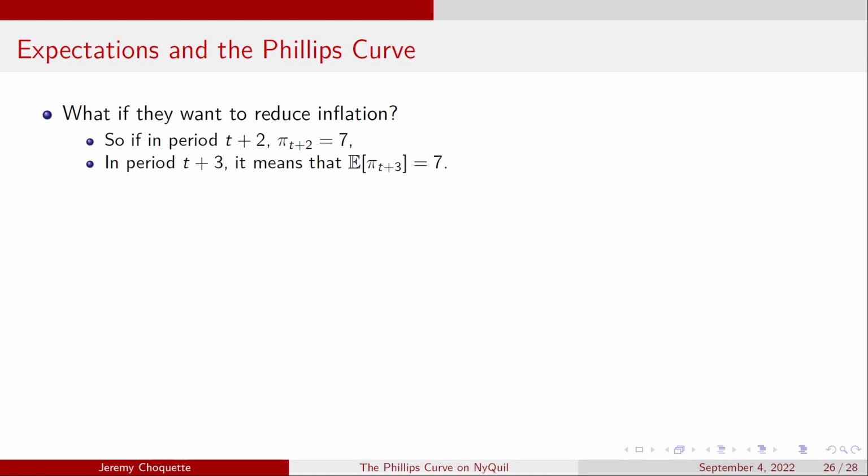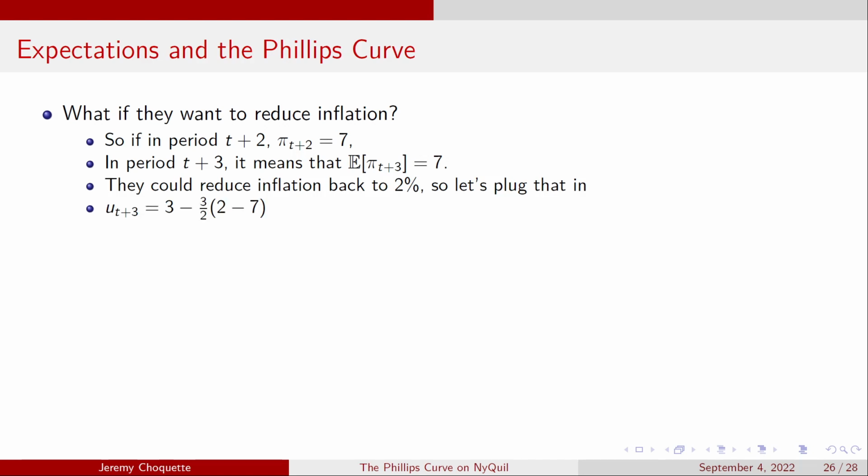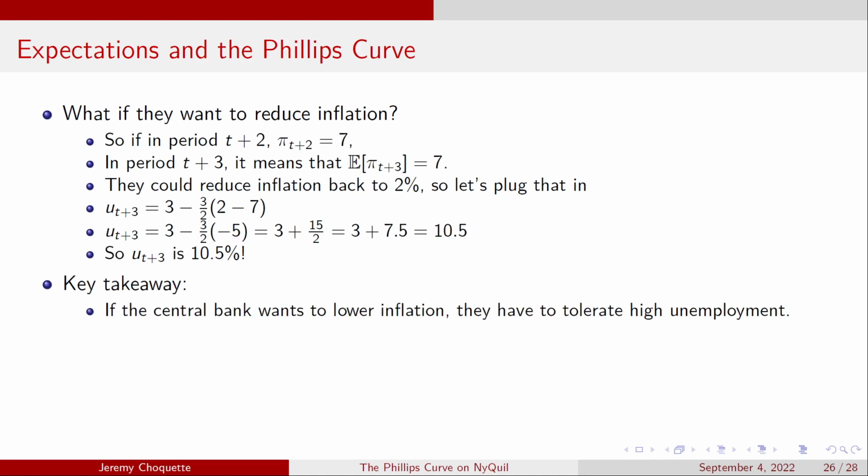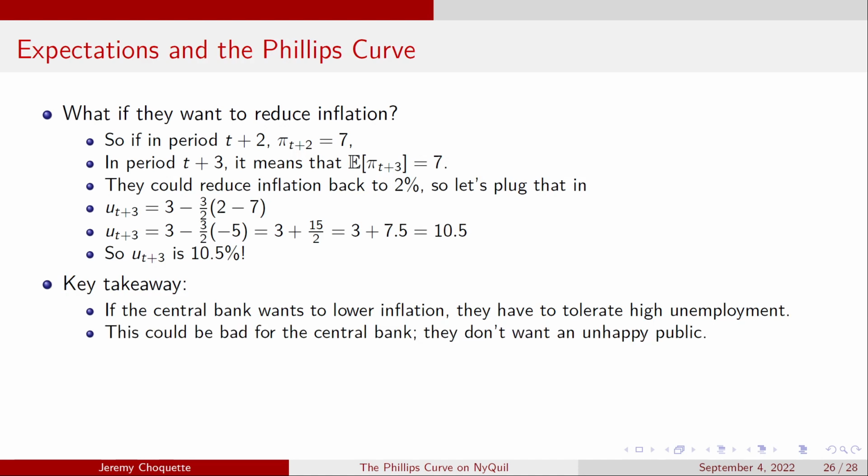Well, expected inflation in period 3, or T plus 3, is going to be 7%. Now, they could reduce inflation back to 2%, so let's plug that in. Well, I get 3 minus 3 over 2 times 2 minus 7. I get 3 minus 3 over 2 times negative 5, which means I'm getting 3 plus 15 over 2, or 3 plus 7.5, 10.5%. Unemployment will be 10.5% if you try to drastically reduce inflation. So the key takeaway here is that if the central bank wants to lower inflation, they have to tolerate high unemployment, which could be bad for the central bank because they don't want an unhappy public.